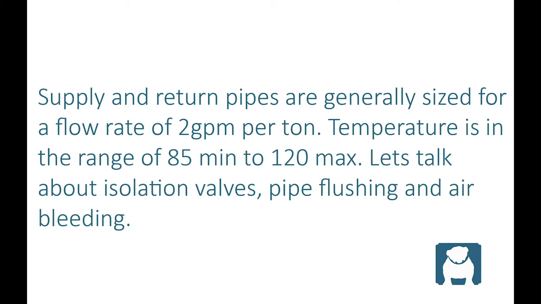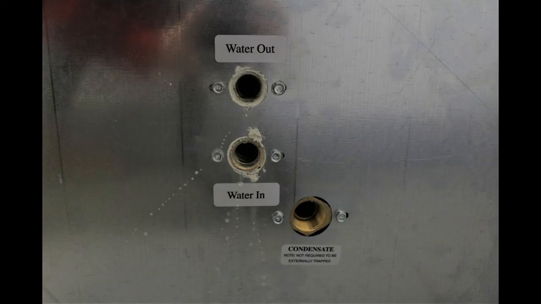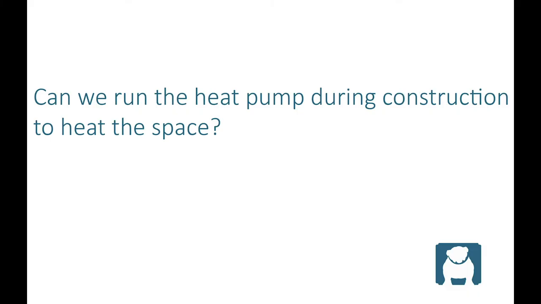The loop water supply and return pipes are generally sized for a flow rate of 2 GPM per ton. Temperature of the loop water should be between 85 Fahrenheit and 125 Fahrenheit. The slide says 120, but it really is 125. Prior to startup, the isolation valve should be closed and the building system flushed. It's important to bleed and eliminate all air from the piping system.